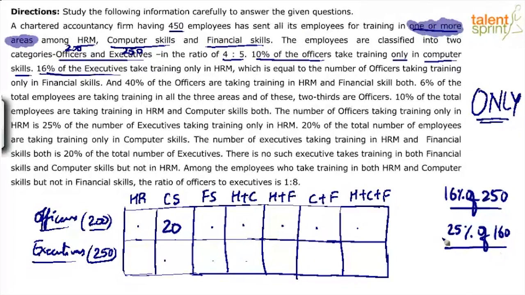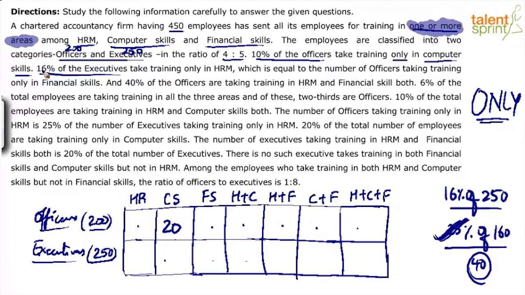Tell me which is easier? Definitely 25% of 160 is easier. 25% is 1/4. 1/4 of 160 is 40. 16% of 250 is also 40, but it takes a little longer to arrive at that 40 when compared to this 40. So this is smart, I would say, right? You have to think divergently, and that can happen only when you have practiced a lot.